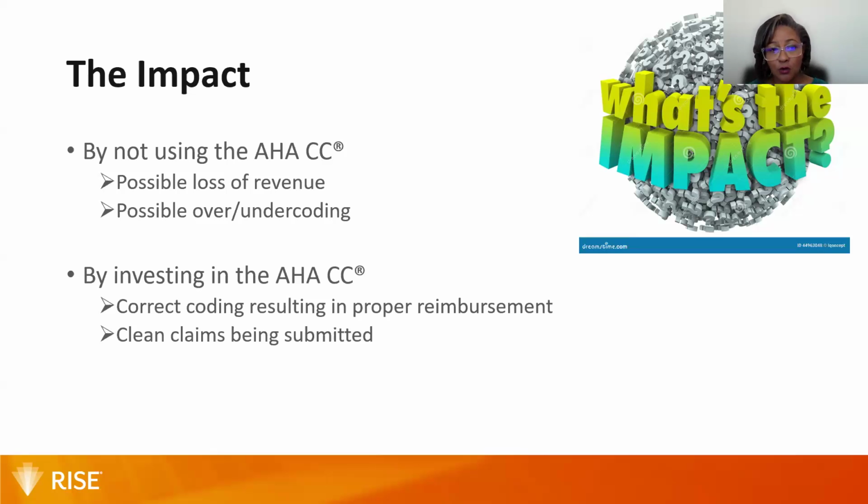But how about investing in the Coding Clinic? What would that impact look like? Correct coding resulting in proper reimbursement. You're able to better perform in your coding, so you don't have to worry about losing money when you submit your claims, whether you're doing HCC coding, complete code capture, Medicare or commercial. So you're going to have correct coding. You're not going to have to worry later on about CMS kicking something out. Or maybe you're thinking, gosh, if I had really known that, I would have coded it if I had just looked at that Coding Clinic.